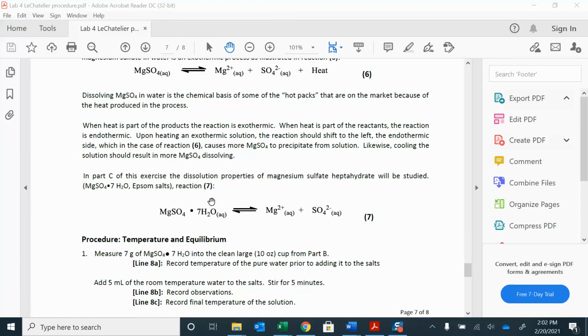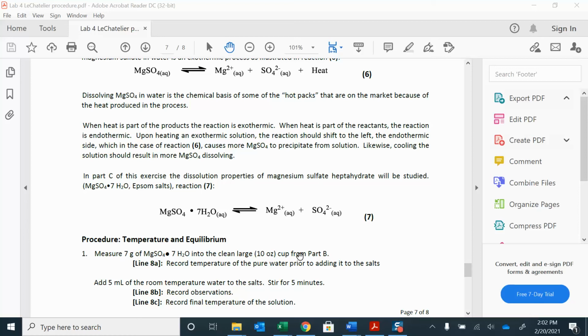Great. We're going to deal with magnesium sulfate heptahydrate. So we didn't give you the answer yet. So we want to figure out, is this thing endothermic? Is it exothermic? I'm going to make two temperature baths. I'm going to have a hot water bath and a cold water bath, and I'm going to see what happens.